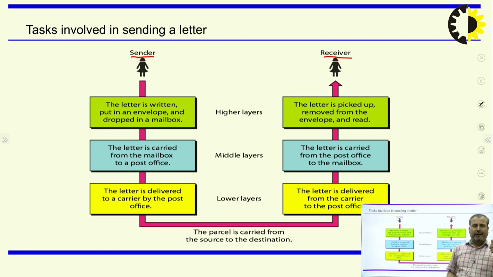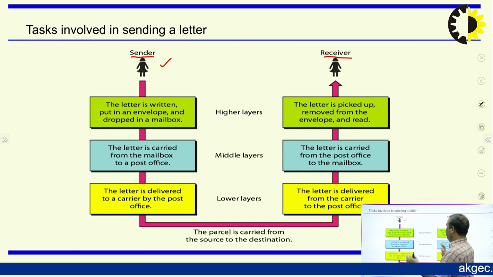By using this concept, we can implement it even for the system. First, the sender wants to communicate with the receiver. So this is the higher layer, middle layer and lower layer. The letter is written, put in an envelope and dropped in a mailbox. This is the sender's primary job in the postal mail system.